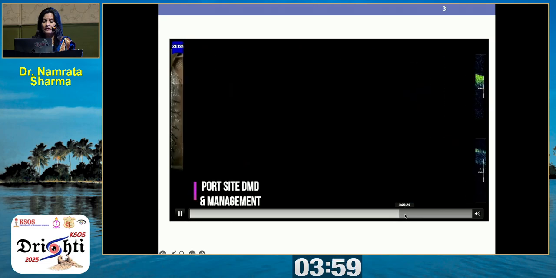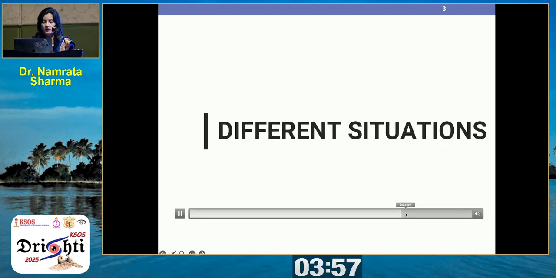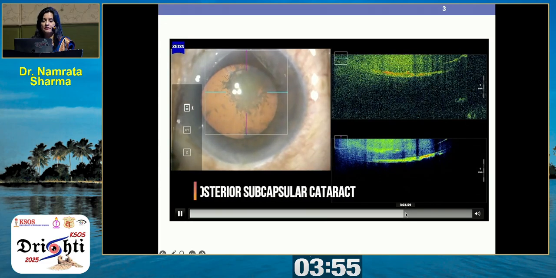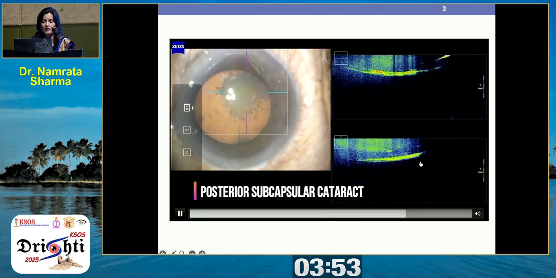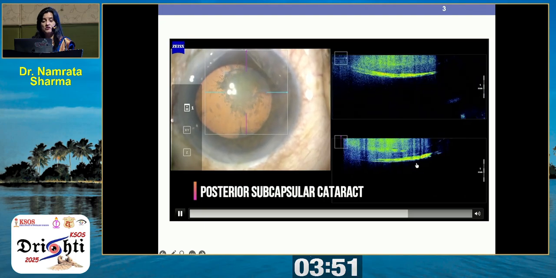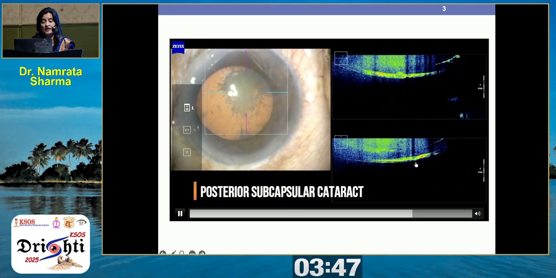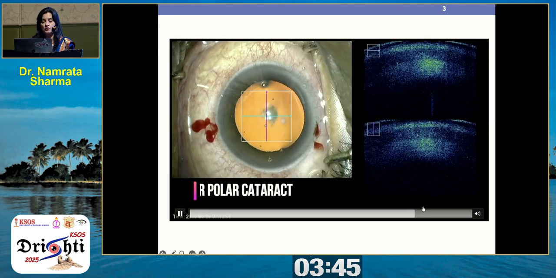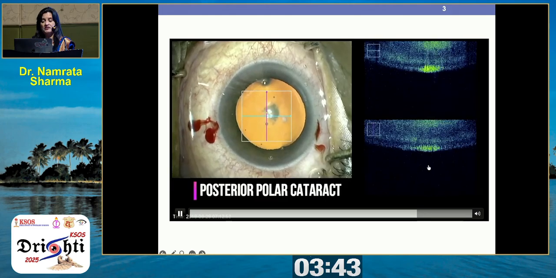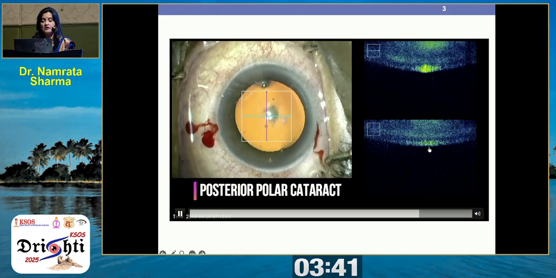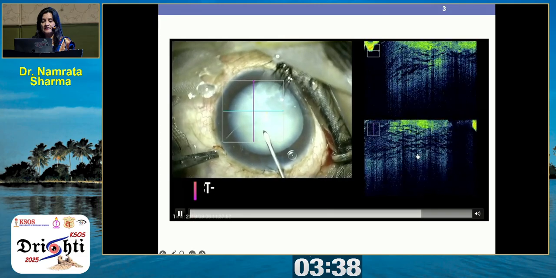Subsequently, it is useful in different situations, such as posterior subcapsular cataract. The PC is quite intact here, and you know that this is not a posterior polar cataract. When it is a posterior polar cataract, you will know whether the PC is intact or broken, so you can plan your surgery likewise. For instance, this is a posterior polar cataract, the disc is sitting there.